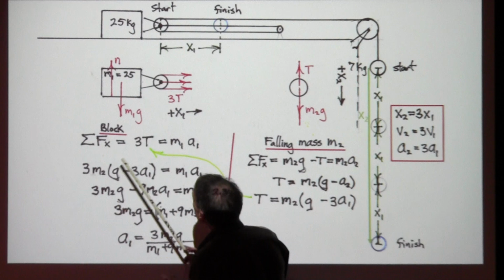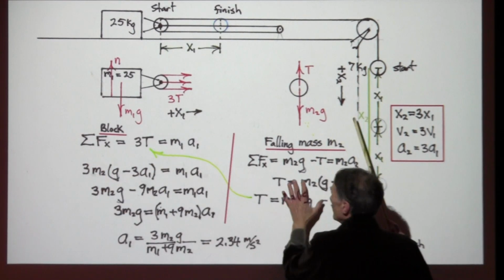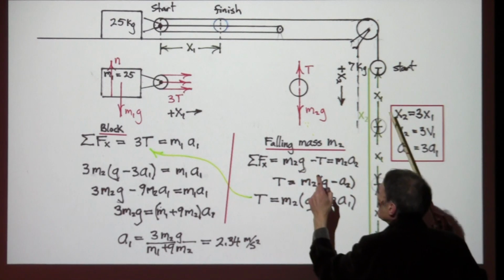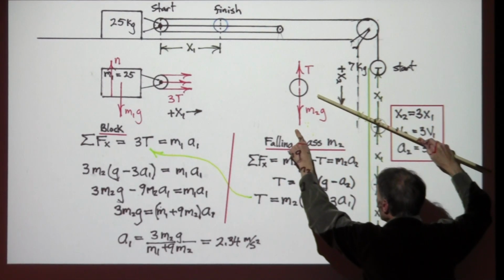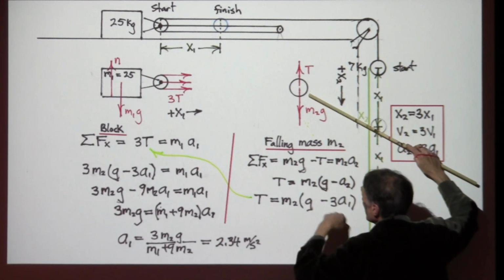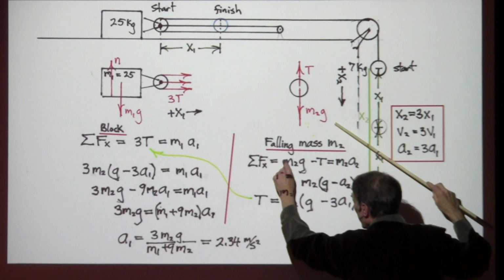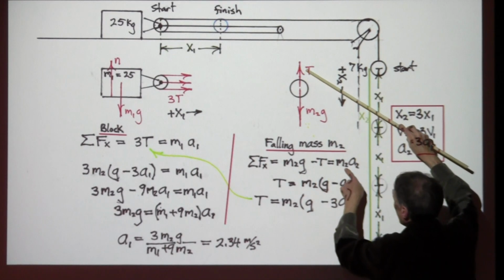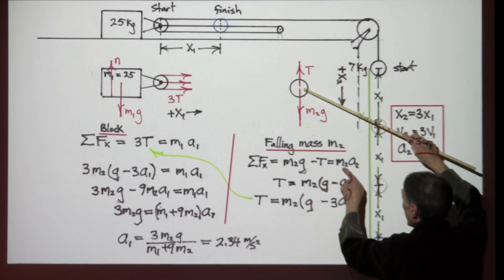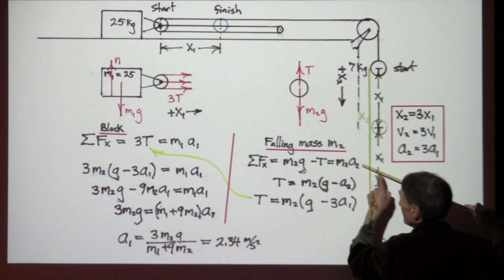Ooh, this is a tricky thing to see. Maybe let me do this one first. This is the easy one. You might look at that and say, whoa, what's going on? On this one, I'm calling down positive, so the sum of the forces in the x. This goes in as a positive quantity. Tension is pulling back, minus T, and that should be equal to this one's mass, m2, times its acceleration, a2.